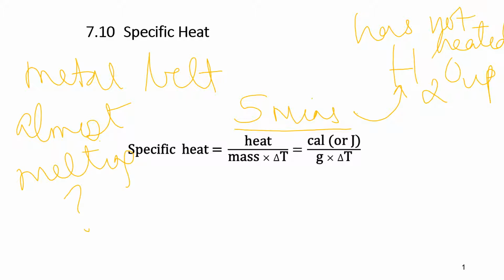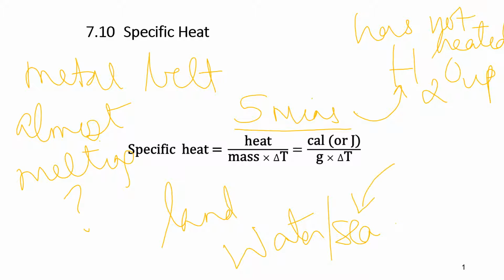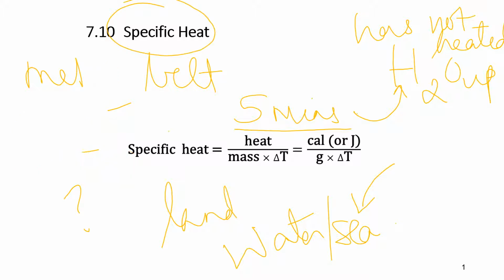Why is this the case? We see this in land versus water heating as well. The land heats and cools really quickly, whereas water or the sea heats and cools really slowly. In August you go to the ocean and it's still not very warm. The difference really is this concept of specific heat.